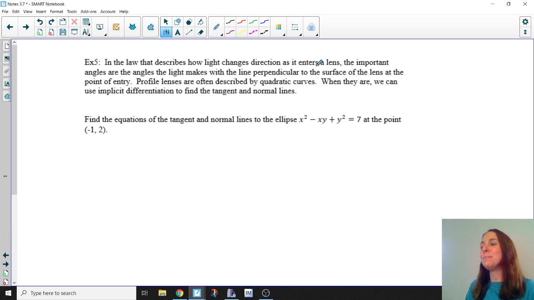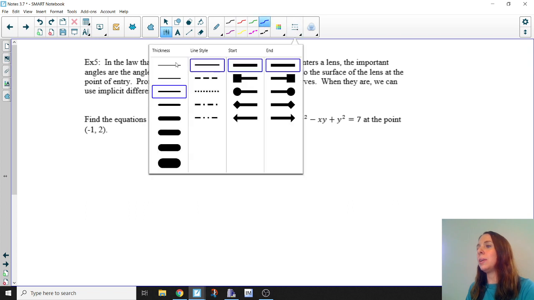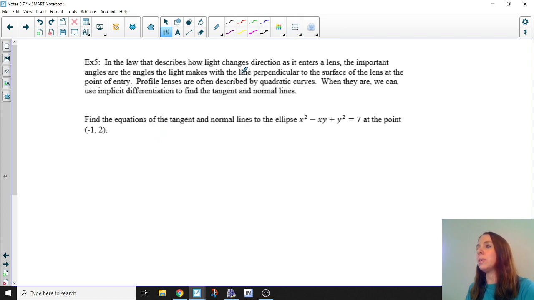Okay. All right, here we go. Find the equations of the tangent and normal lines to the ellipse x squared minus xy plus y squared equals 7 at the point (-1, 2). Okay, so we can do that, right? If you want to pause the video and do that on your own and come back to me to see if we're good here, go right ahead, because we know how to do that. We're going to use implicit differentiation. I'm going to do that over here.